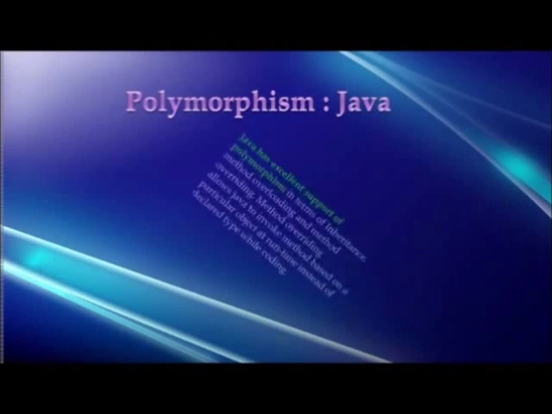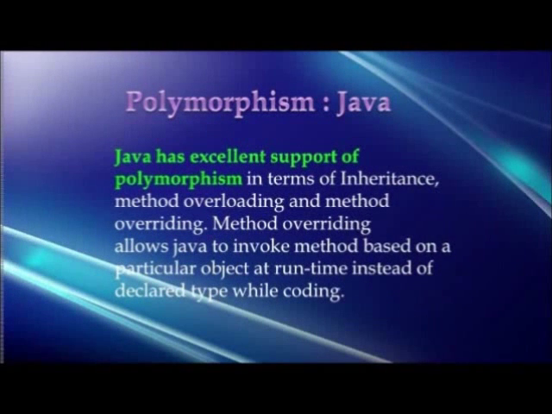Polymorphism. Java has excellent support of polymorphism in terms of inheritance, method overloading and method overriding. Method overriding allows Java to invoke a method based on a particular object at runtime instead of the declared type while coding.